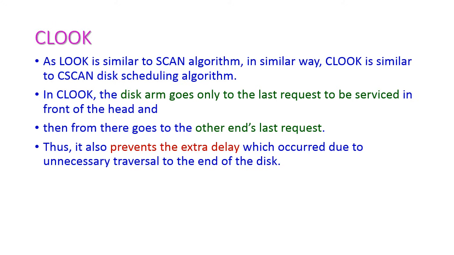The next one is C-LOOK. C-LOOK is similar to C-SCAN, but here the disk arm goes only to the last request to be served. Okay, from 50 it will go up to 190. Then the disk arm goes to the other end, to the least request. So from 190 it will move to 16, not to 0. So it prevents the extra delay which occurred in C-SCAN.